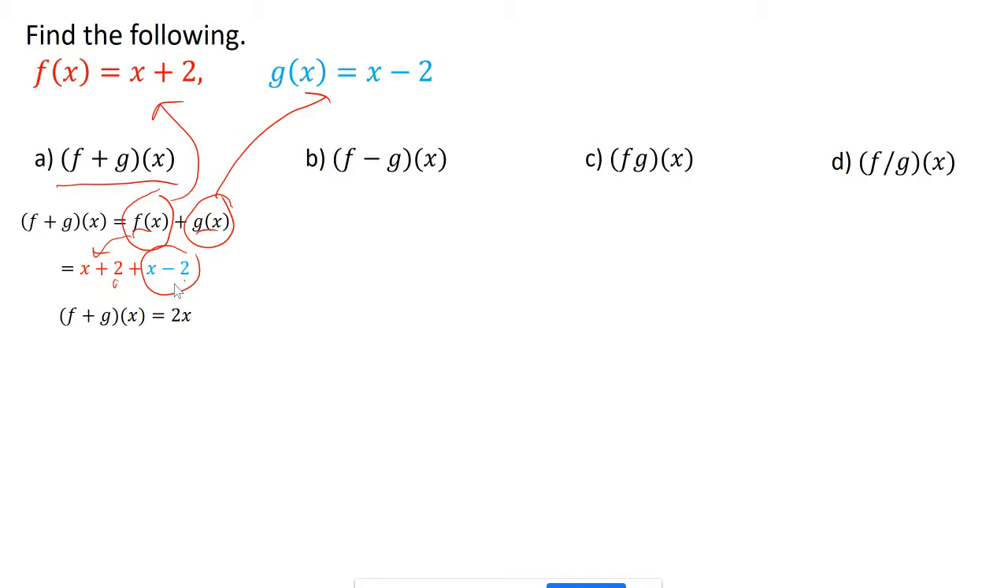Any questions on that? Okay, so for letter B, now we're subtracting. So first step, just rewrite it. f of x minus g of x. f of x is x plus 2 minus, notice my parentheses, for g of x, and then I put what g of x is. The parentheses is important because you're going to have to distribute that. Negative times x gives me negative x. Negative times negative 2 is positive 2. Combine your like terms, so we get x minus x is 0, and then 2 plus 2 is 4.